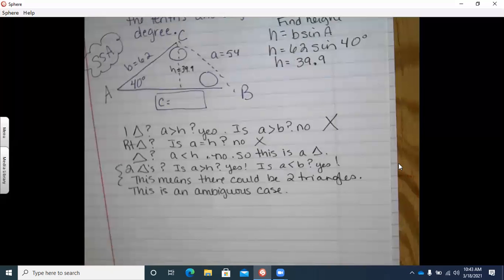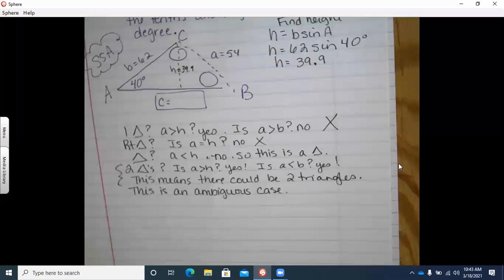If I could have shown y'all that video yesterday, did anyone go home and watch it? No one? I am shocked. If I could have shown you that video, you would have a visual of how it could possibly be two triangles. Two different triangles, not two in the same one, two different triangles. Then that would make more sense.